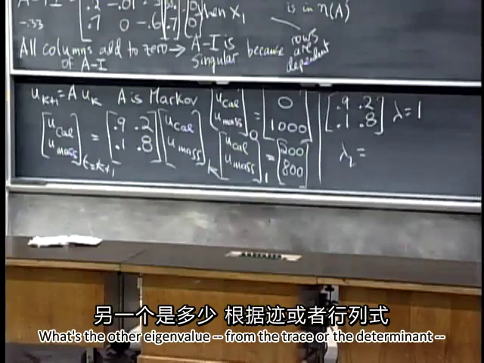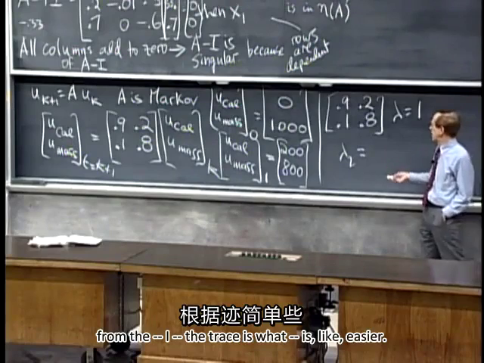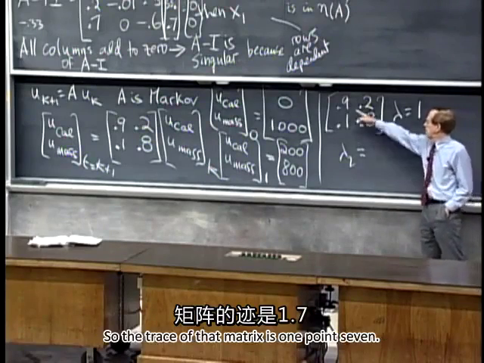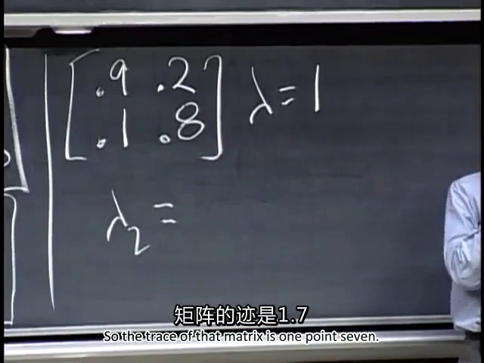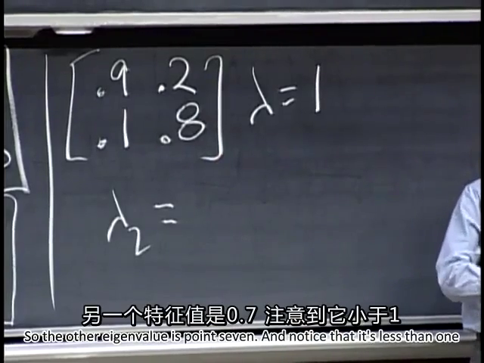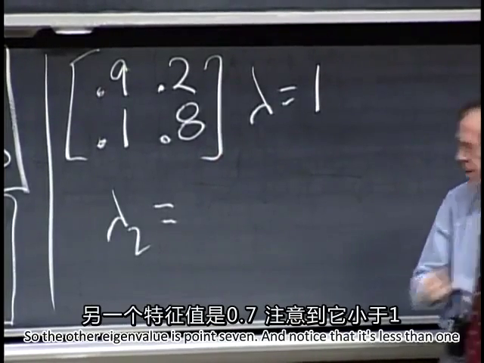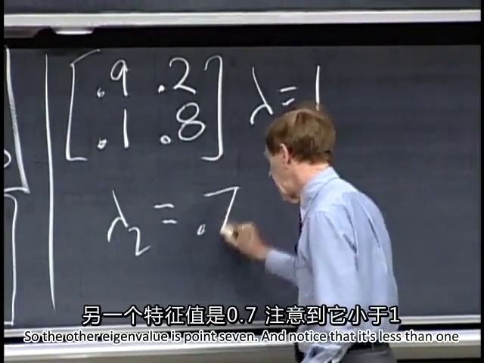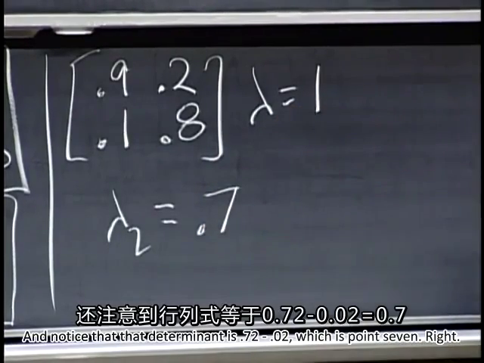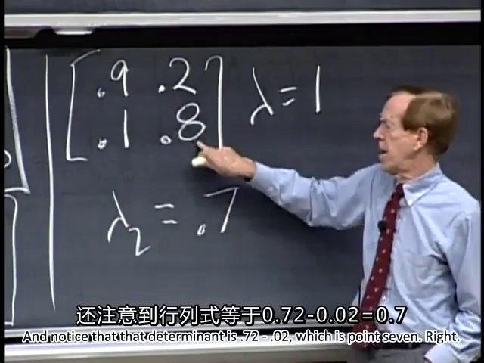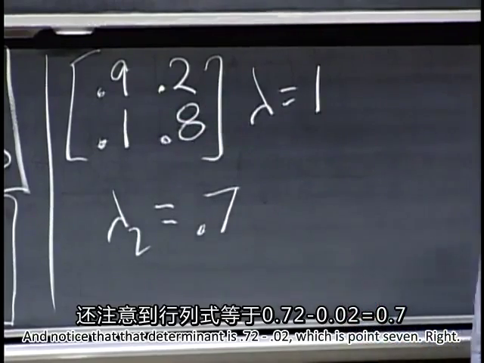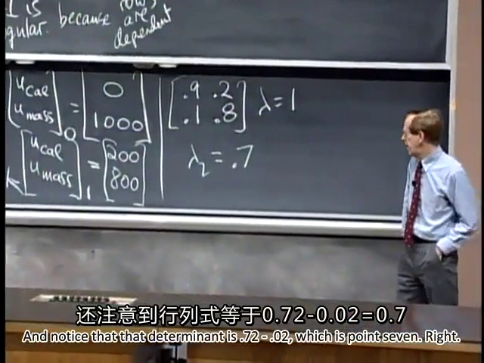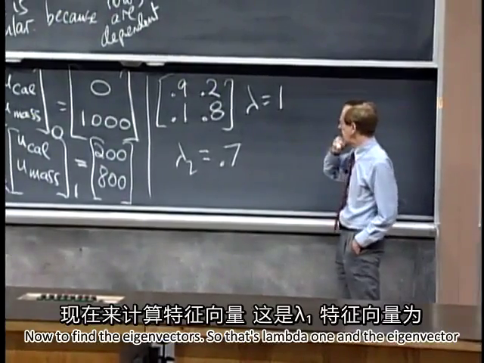What's the other eigenvalue? From the trace or the determinant; from the trace is easier. So the trace of that matrix is 1.7, so the other eigenvalue is 0.7. And notice that it's less than 1. And notice that the determinant is 0.72 minus 0.02, which is 0.7. Right. Okay, now to find the eigenvectors.